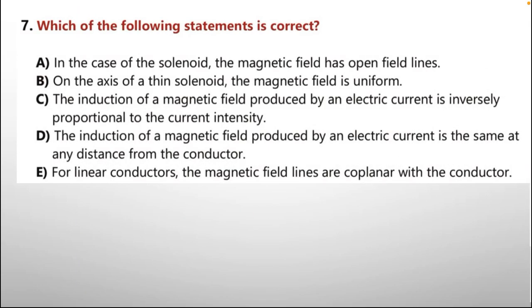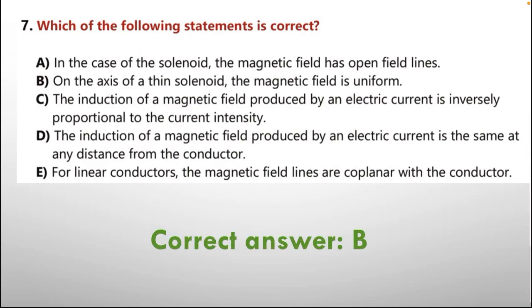Moving on, question number 7. Which of the following statements is correct? Options are given below from A to E. A. In the case of a solenoid, the magnetic field has open field lines. B. On the axis of a thin solenoid, the magnetic field is uniform. C. The induction of a magnetic field produced by an electric current is inversely proportional to the current intensity. D. The induction of a magnetic field produced by an electric current is the same at any distance from the conductor. E. For linear conductors, the magnetic field lines are coplanar with the conductor.